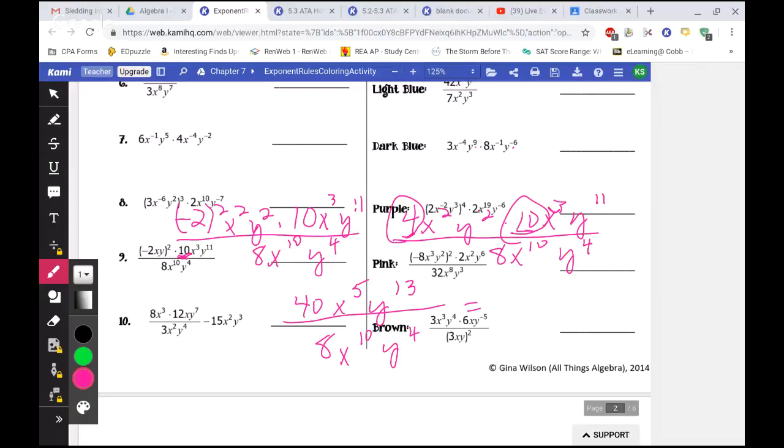Okay, so now what I'm going to do, 40 divided by 8 is 5. 5 minus 10 is negative 5. So if the end result is negative, it stays in the denominator. When you combine something from the numerator and the denominator and the end result is negative, it stays in the denominator. On this y, it's 13 minus 4, so that's a positive. So 13 minus 4 is 9. So I'm going to have y to the 9th. The end result is positive, so it goes in the numerator.